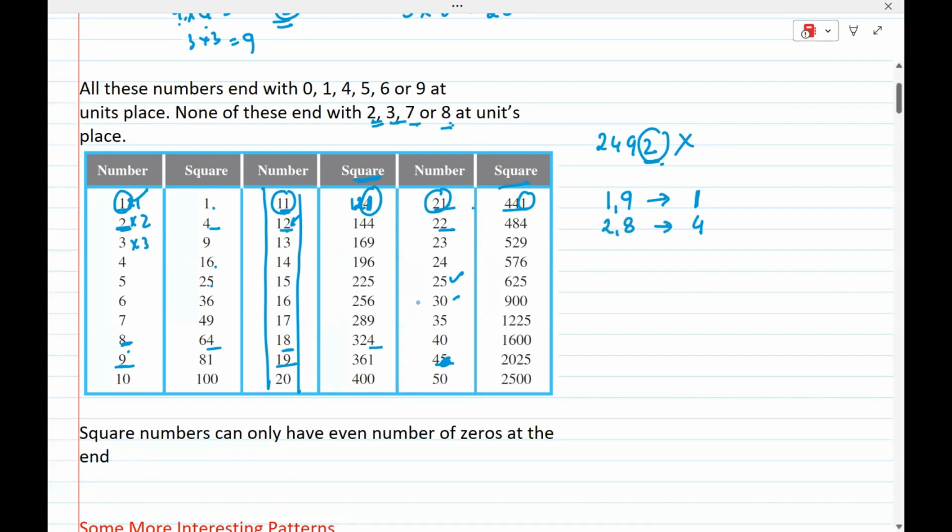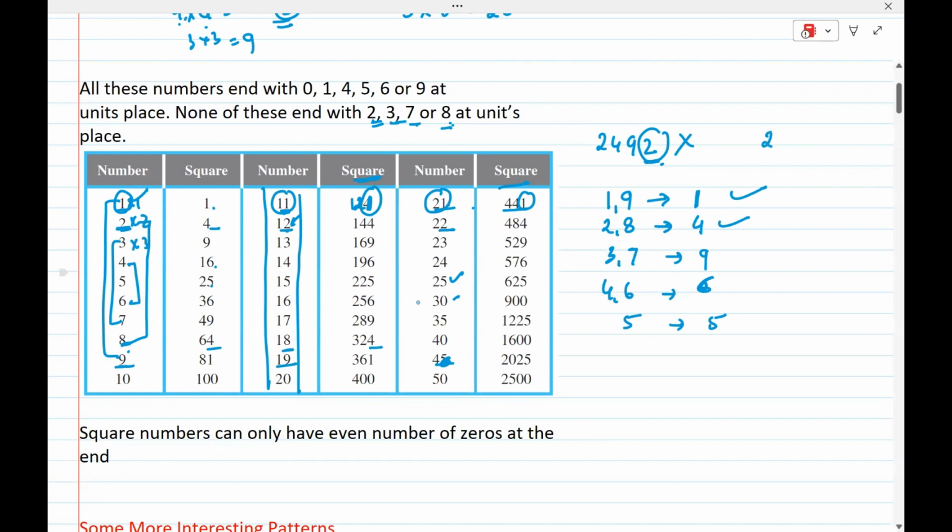So 2 and 8 will end with 4. Likewise, if you notice, 1 and 9 will end with 1. 2 and 8 will end with 4. 3 and 7 will end with 9. And same way 4 and 6 will end with 6. And the number 5 alone will end with 5. So this is one of the properties.